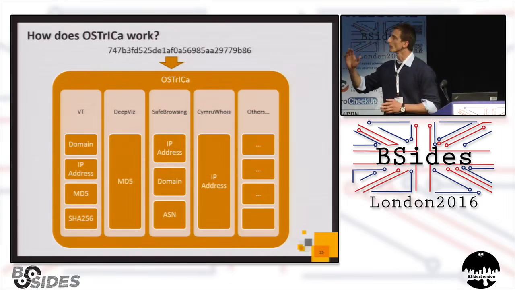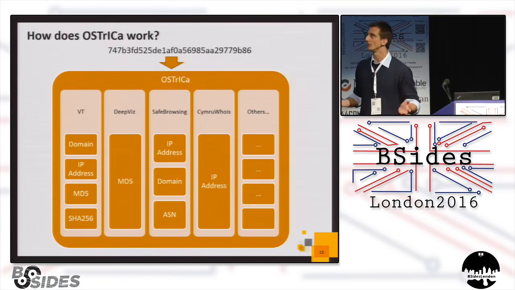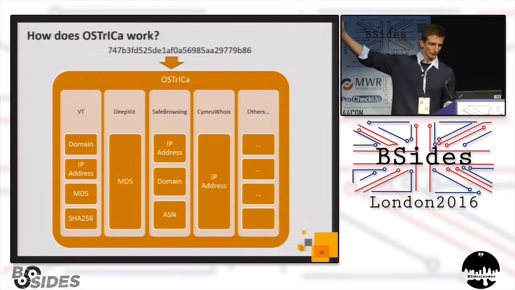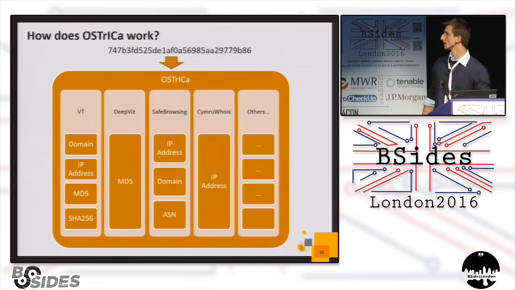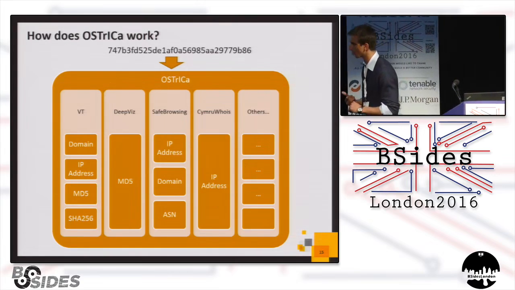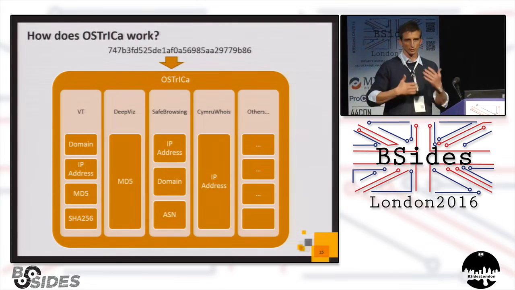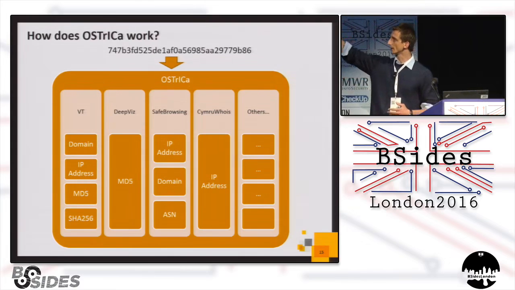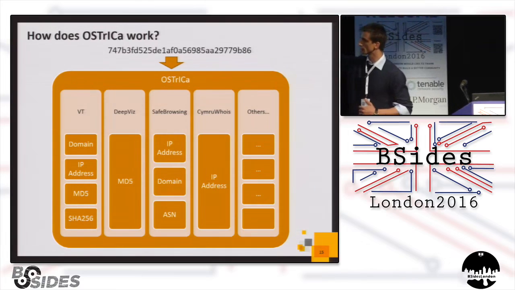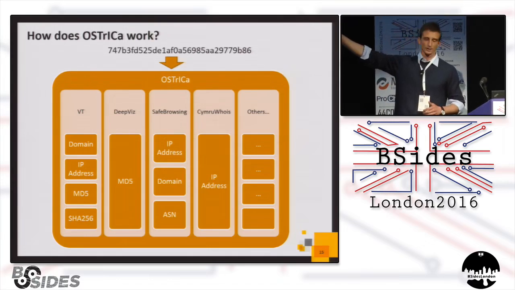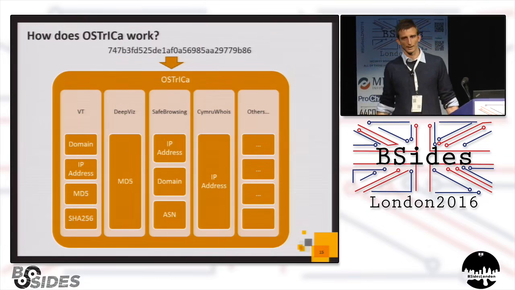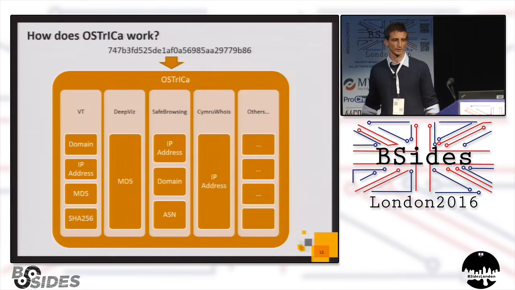So in this case, we say, okay, OSTrICa, what do you know about my MD5? And then the MD5 goes through all the plugins. If the plugins can collect information about an MD5, they will be executed, and they will start collecting the information, and then it can show the information to you. For example, VirusTotal can handle MD5 and SHA-256, and DeepViTs can handle MD5. So both of these plugins will be executed, but Safe Browsing and Whois don't know anything about MD5, so they basically do nothing.